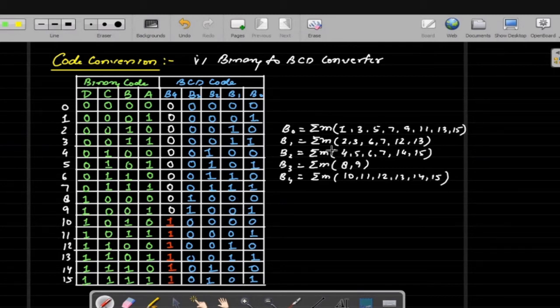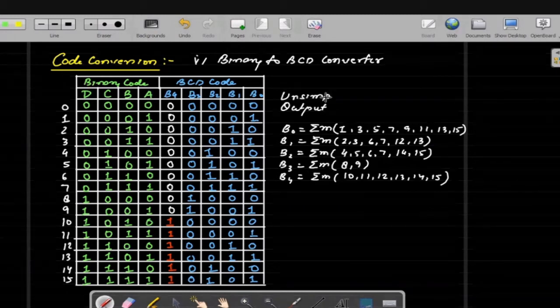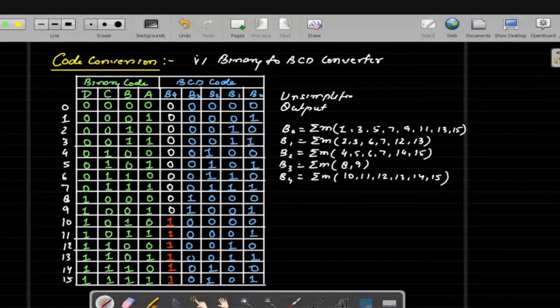Okay, so these are the output Boolean expressions for the BCD code, or better to say, the unsimplified output Boolean expressions. So now what is our next task?